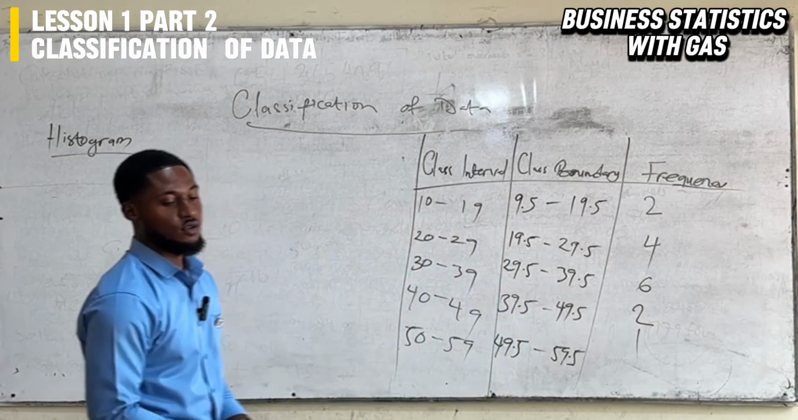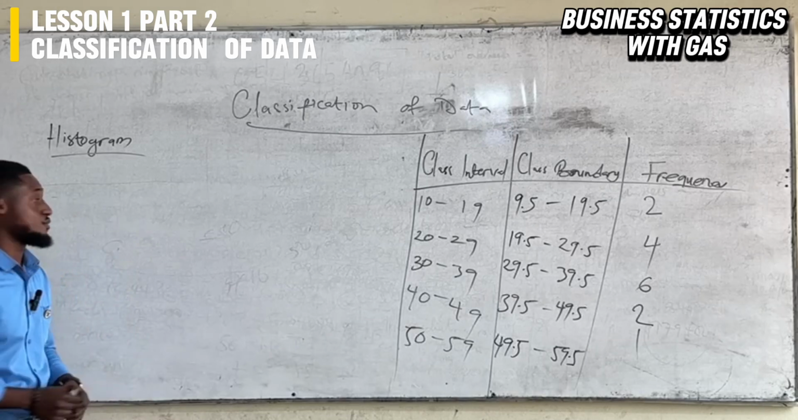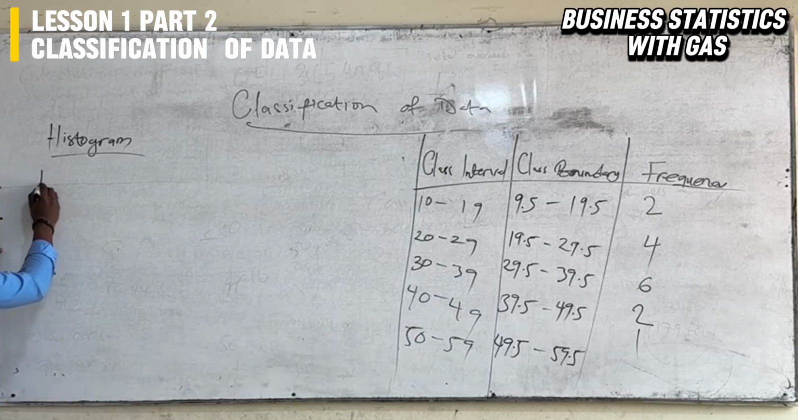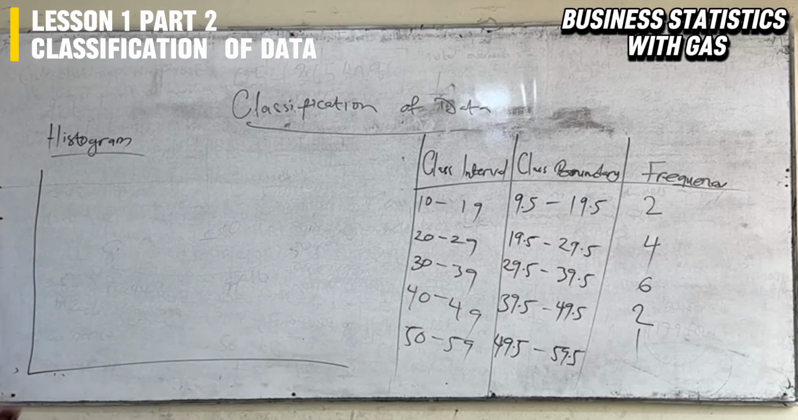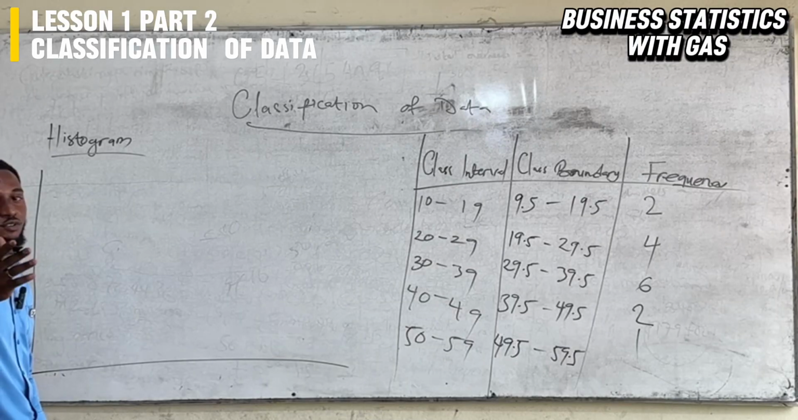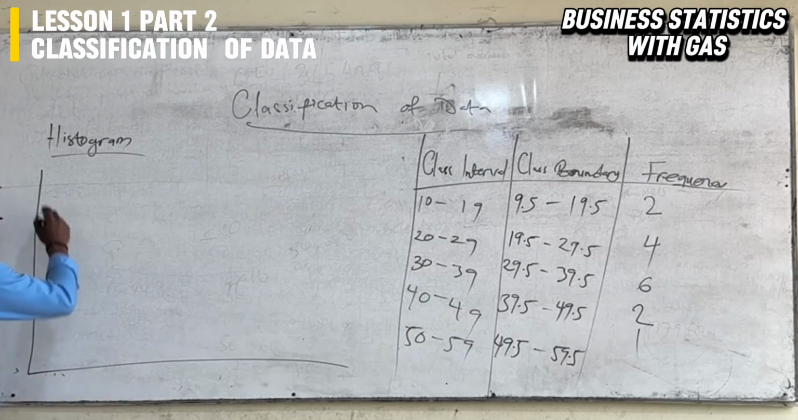So now we all know the x and y axis, right? So now we are drawing our histogram. This is a rough sketch for you to get how the thing will be done. You can also go and get your graph book and follow what I'm doing.